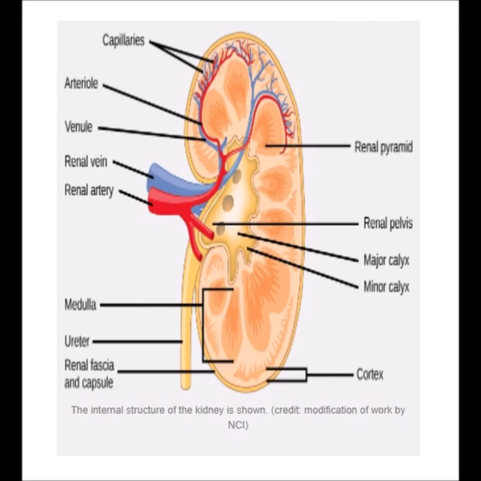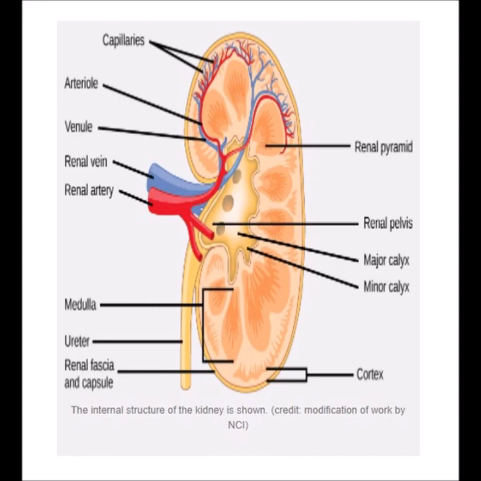Internally, the kidney has 3 regions: an outer cortex, a medulla in the middle, and the renal pelvis in the region called the hilum of the kidney. Hilum is spelled H-I-L-U-M, of the kidney.